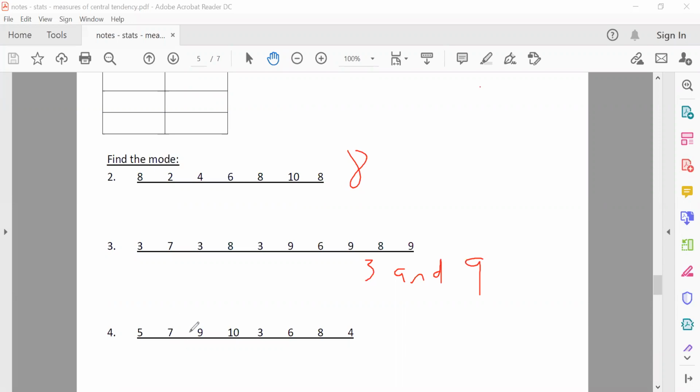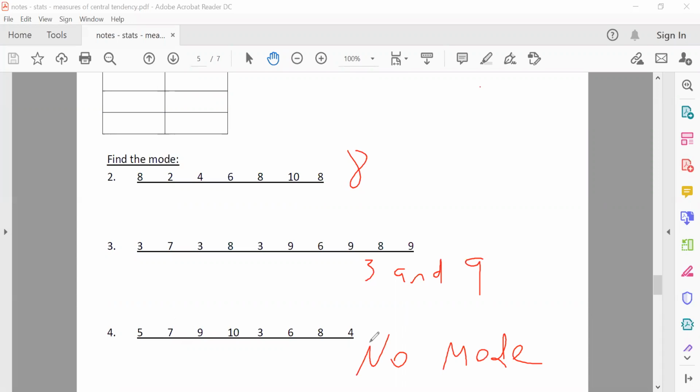Down here, 5, 7, 9, 10, 3, 6, 8, 4. Do you see one that's more prevalent than the others? No. So this would be no mode. So there's no mode of that data set.